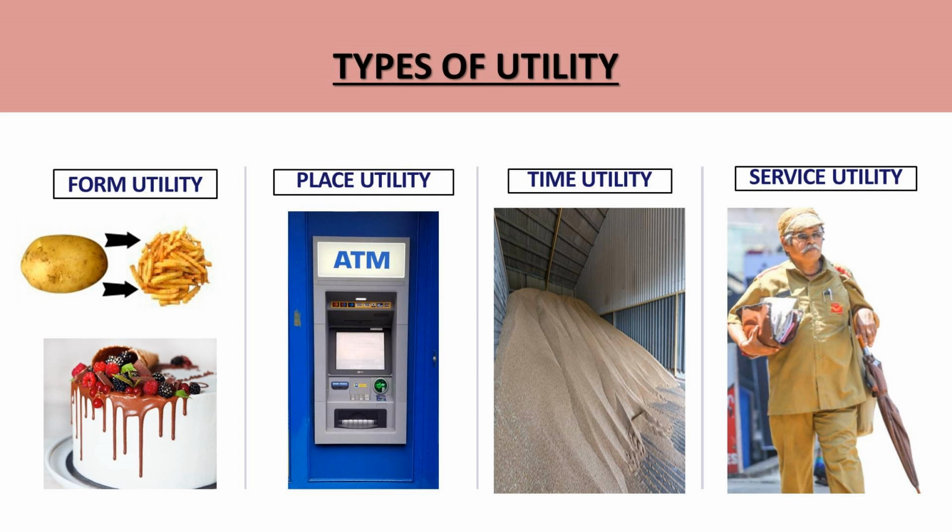It is created by transferring the goods from one place to another. An example of place utility is an ATM machine which is offered in many supermarkets.